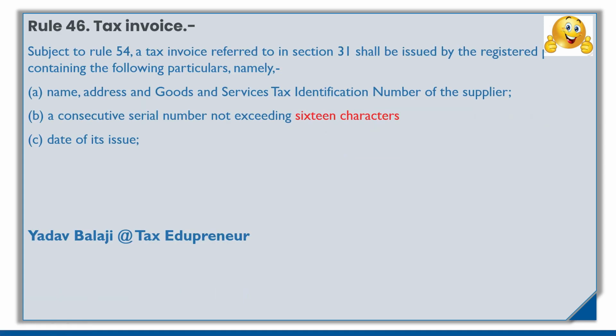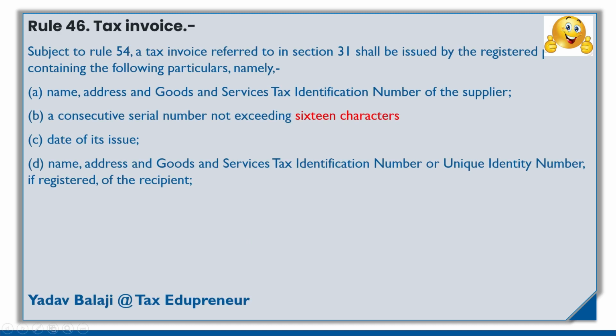Now, the date of invoice is compulsory, so that you will know in which month you have to file the return. In point A we mention the supplier details, and in point D we have to mention the recipient details also. His name, address, and if he has a GST number, you can mention the GST number also.